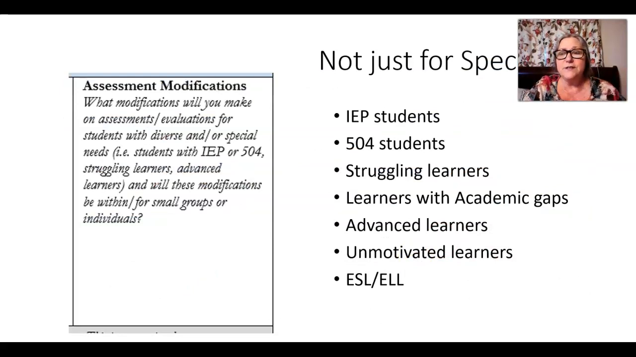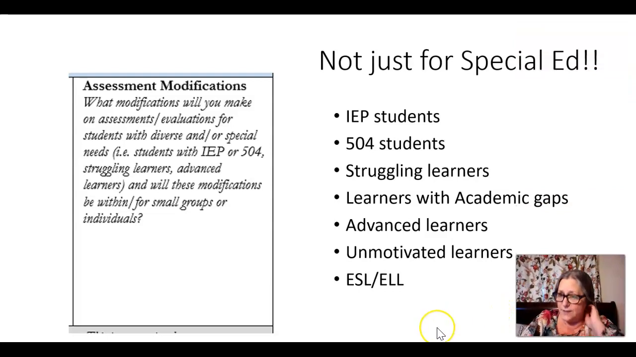So the modifications is not just for special ed students, and I often get this, it's a real big problem, because students will say to me, well, I don't have anybody in my class that's got an IEP or a 504. And that's not what this is about. This is about thinking about all the different types of learners that you've got. It doesn't matter if they've got an IEP or a 504. Let's pretend we lived in a world where there was no such thing as an IEP or a 504.